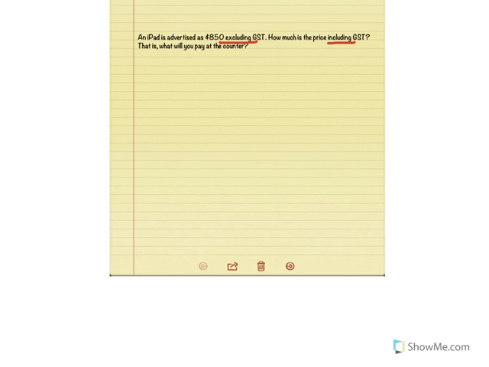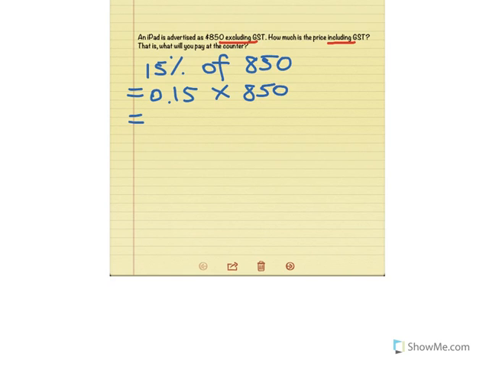So we know that GST is 15%. So we need to calculate 15% of $850. And again, we change that 15% into a decimal. 15% of 850. And let's work that out on our calculator. And that comes to $127.50. Again, my calculator told me 127.5, but because it's money, I've added this extra 0.